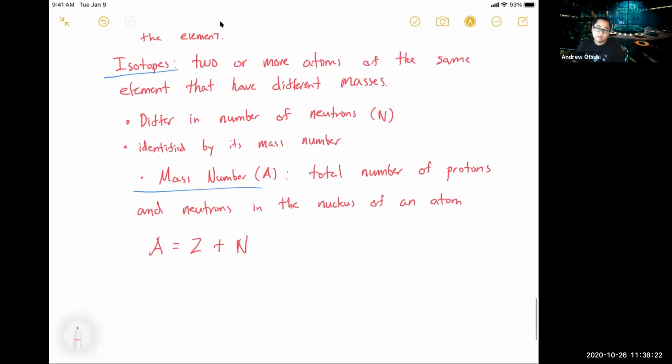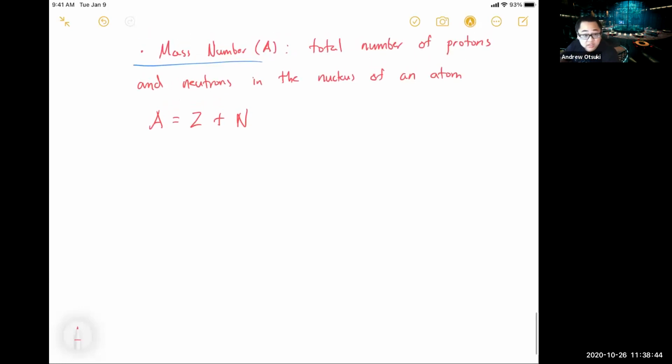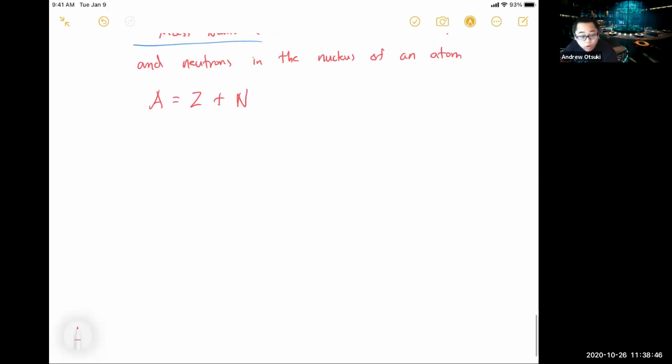I think we're going to do some exercises about this. That's definitely something I like to test, about subatomic particles. Okay, so let's talk more about isotopes.